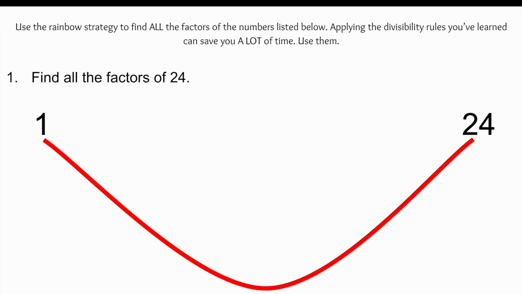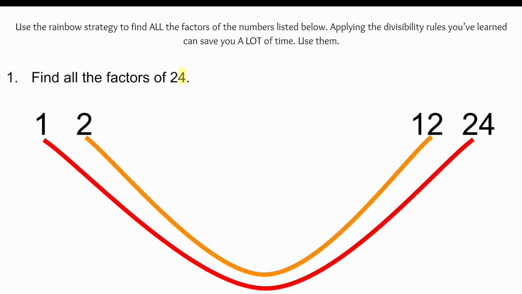Next, I'm going to go on to 2. Is 2 a factor of 24? Well, if I look at the ones place, I see that it's an even number, right? Which means that the whole number is even, and it means that 2 is a factor. Now, I know my basic math facts up to 12s, and I know that 2 times 12 is 24. So finding the other factor there when you know your basic math facts is nice and easy.